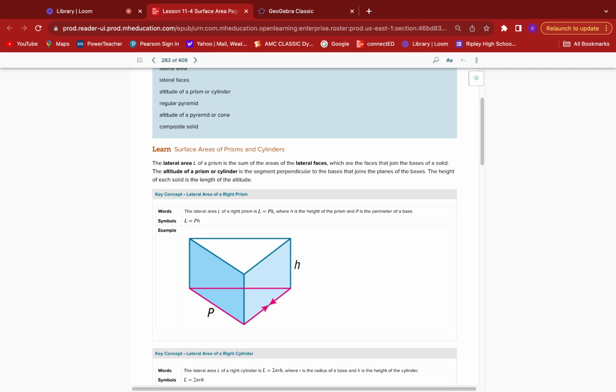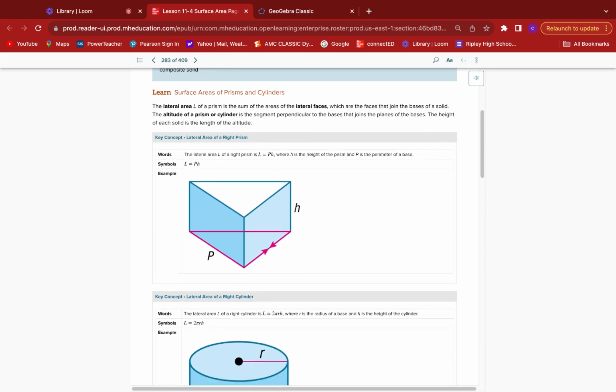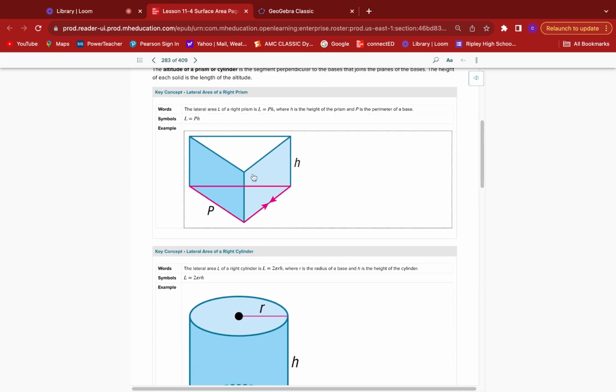The altitude of a prism and cylinder is a segment that's perpendicular to the base. And when we start talking about pyramids, I'm definitely going to be talking about actual height and then the slant height, which are not the same thing. Might have to do a little Pythagorean theorem in there as we go. We'll see.